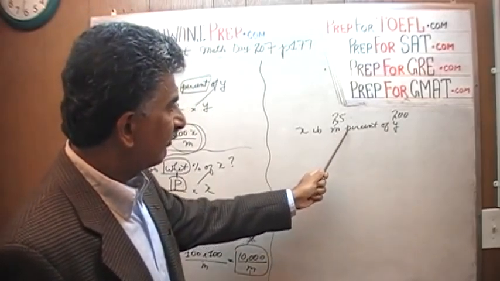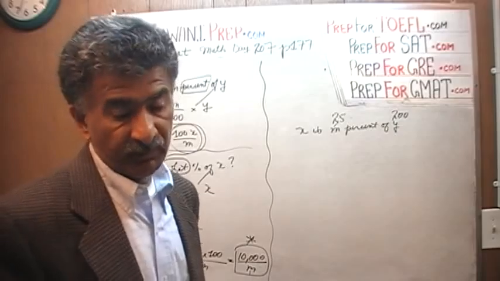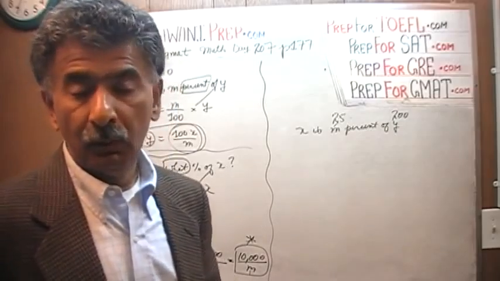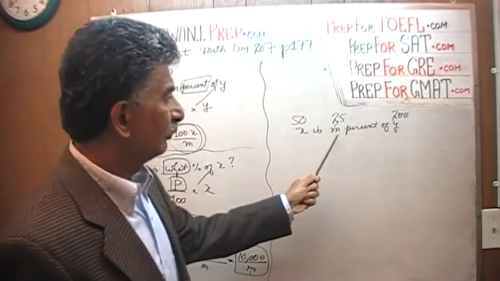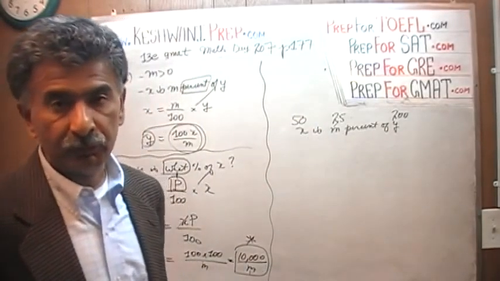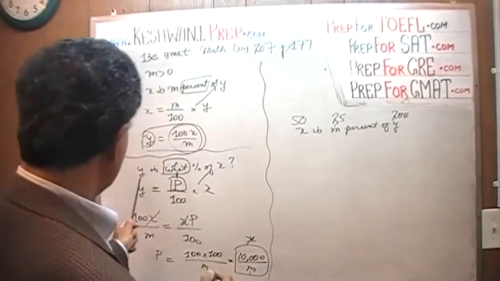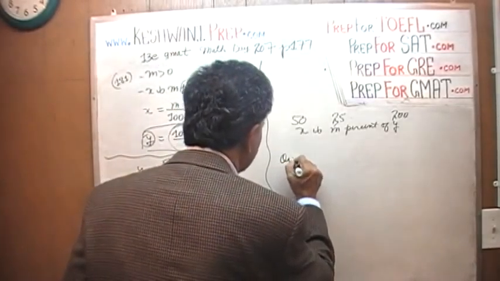So now the question is, 25% of 200 is what? 25% of anything is 1/4 of the thing. 1/4 of 200 is 50. So now this reads 50 is 25% of 200, which of course is true. And the question is why?